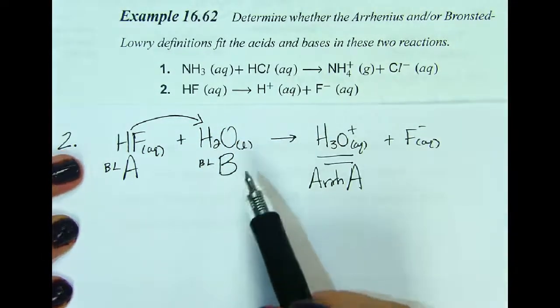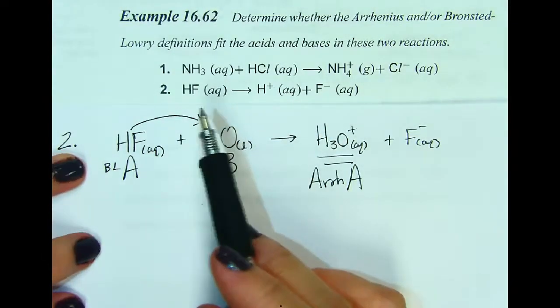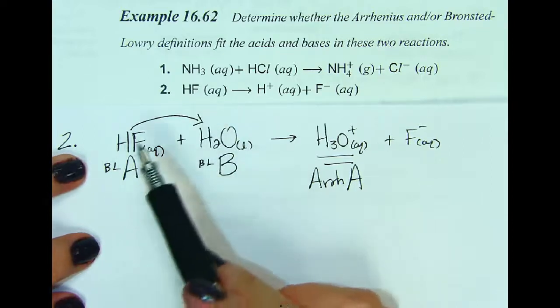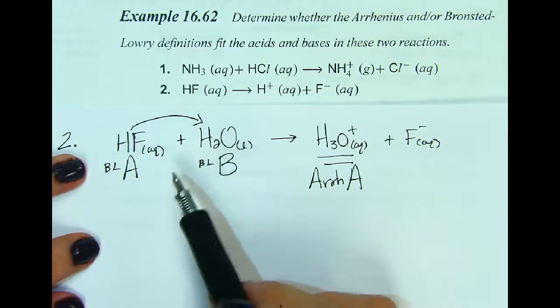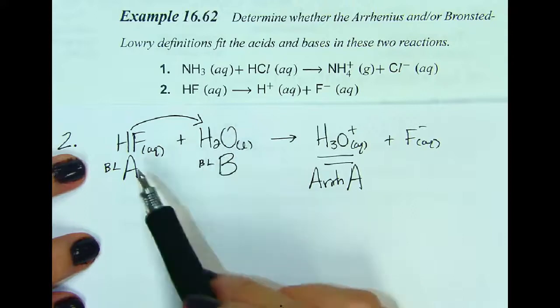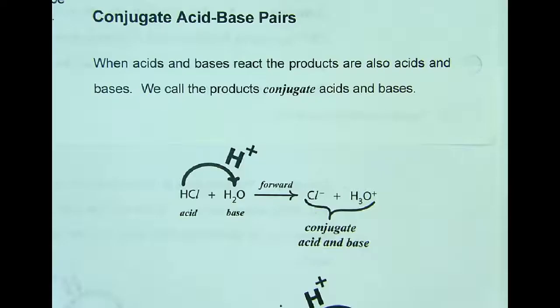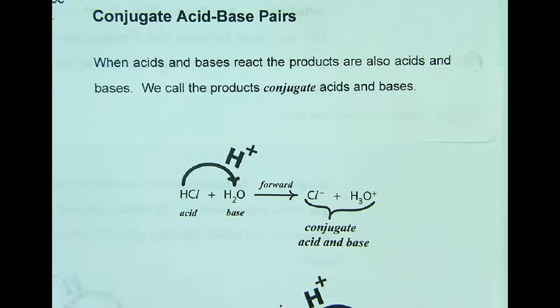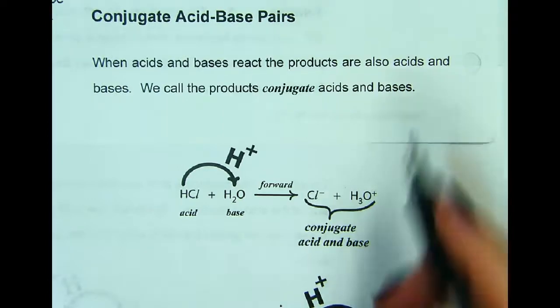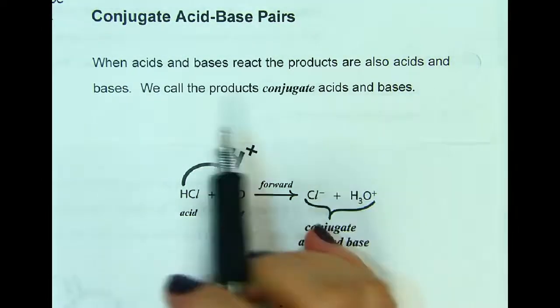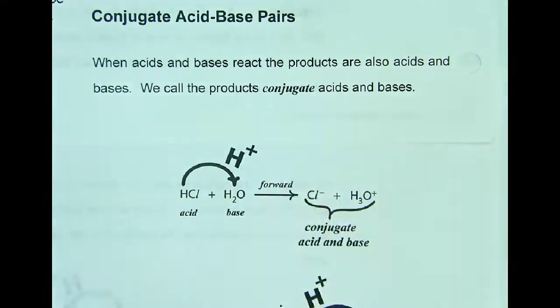Keep in mind that most acid-base reactions occur in water, and so you might want to generally rewrite an acid-base reaction to include the water in order to better evaluate what's going on. Conjugate acid-base pairs. When acids and bases react, the products are also acids and bases. We call the products conjugate acids and bases.